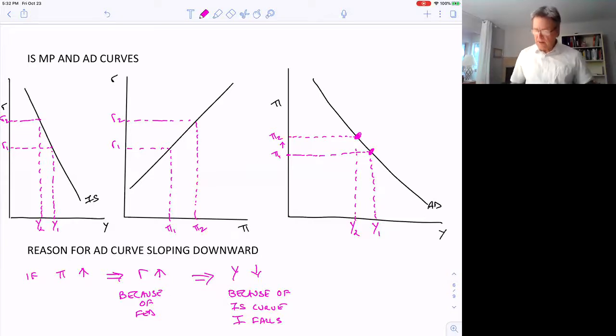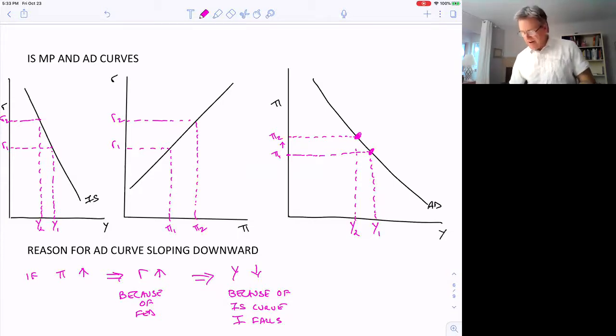This is the IS-MP model. The difference between this one and the IS-LM is that there's inflation on the y-axis instead of price. And the reasons why it's downward sloping are completely different. Remember, with the IS-LM model, the reasons for a downward sloping aggregate demand curve were the wealth effect and the interest rate effect, because when prices drop, it essentially changes the money supply and how much wealth people have, and changes interest rates.